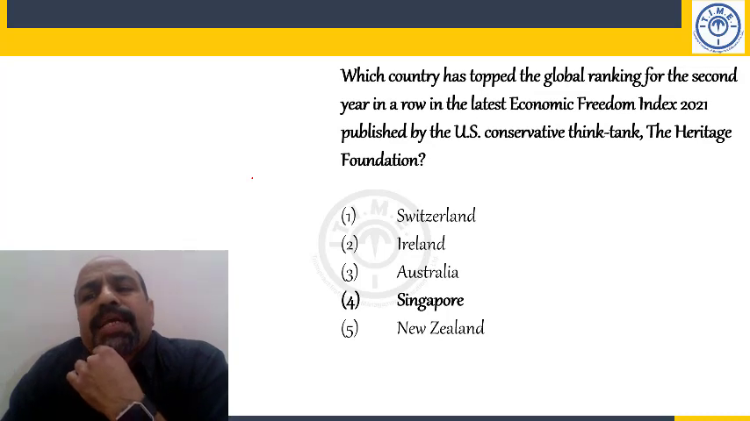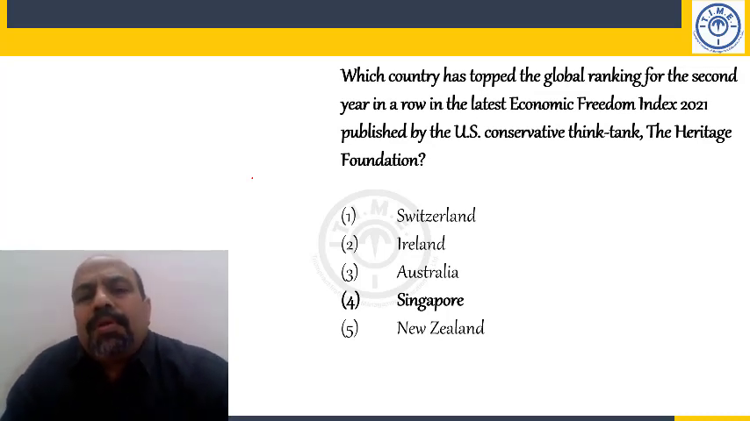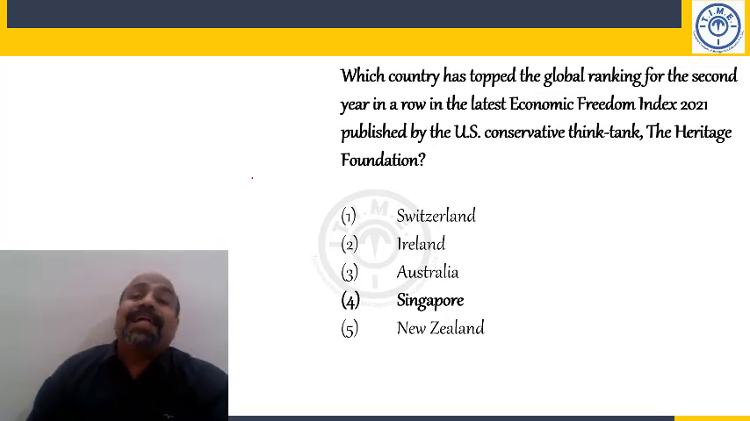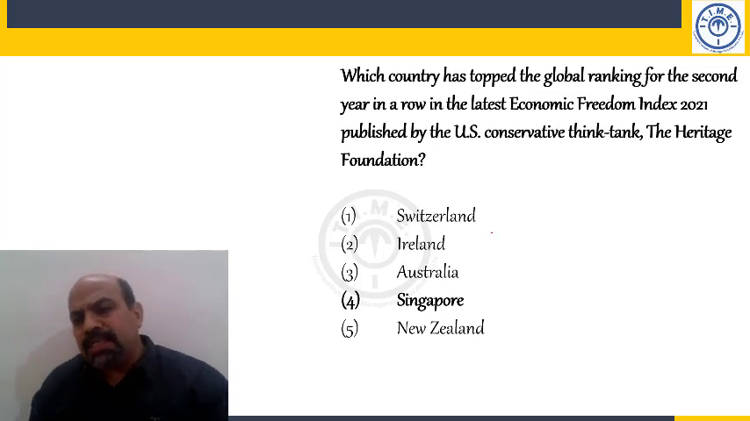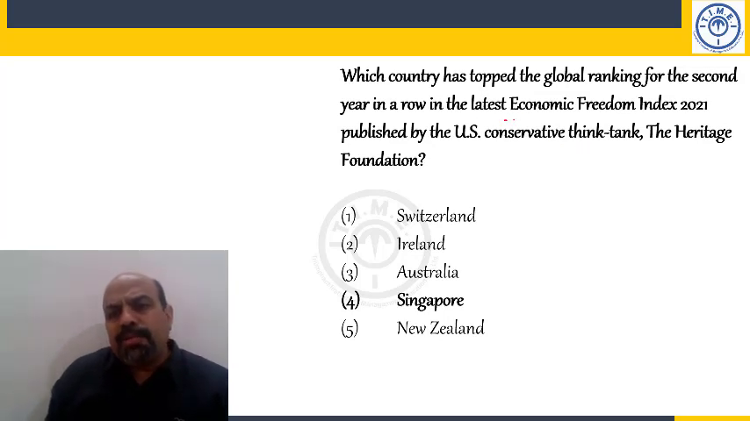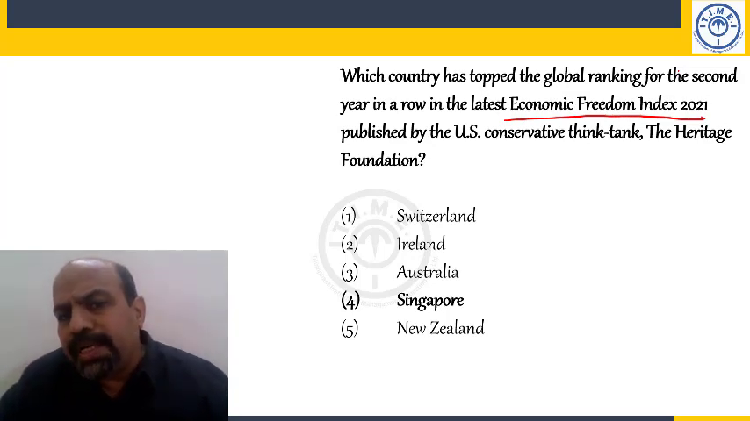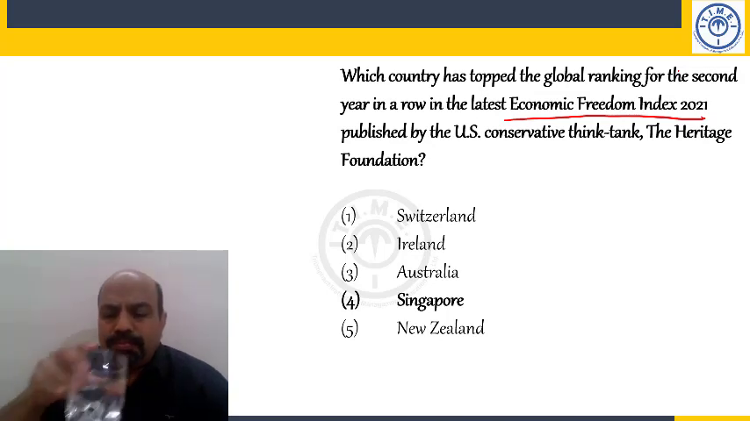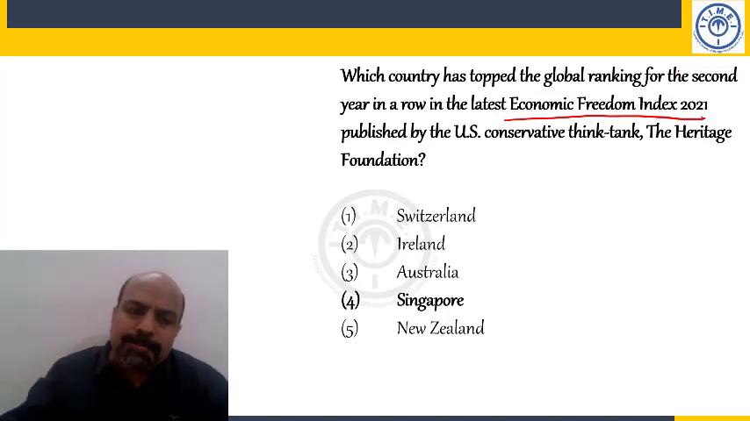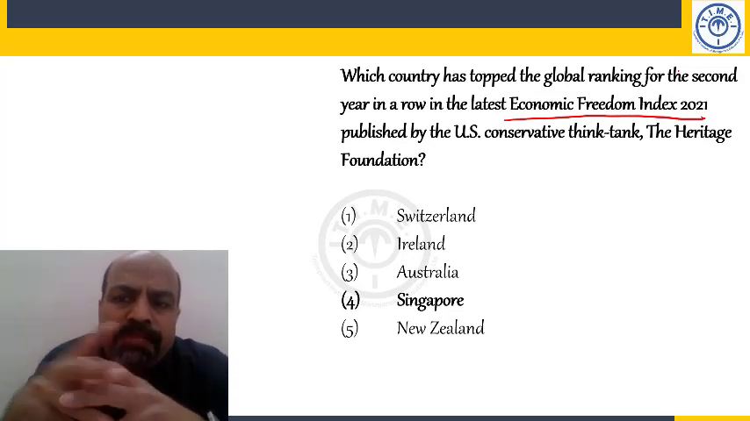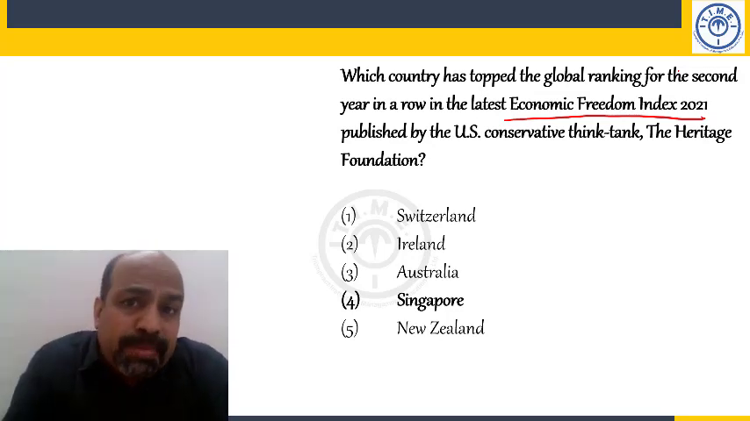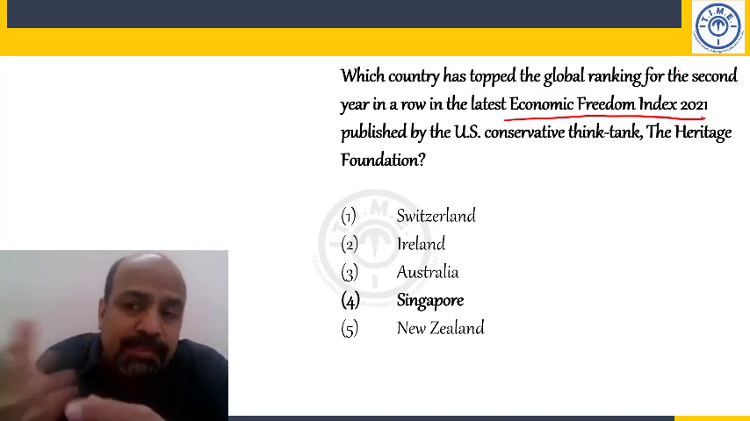Which country has topped the global ranking for the second year in a row in the latest Economic Freedom Index 2021 published by the US conservative think tank, the Heritage Foundation? It's a pretty conservative one, but this year it had been won by Singapore, just like last year. So in your books you write this title, Economic Freedom Index 2021. I'm going to give you some notes on this. Underline that. If they ask you in the interview on what basis do they measure these rankings, you should have an answer. Here's the answer.